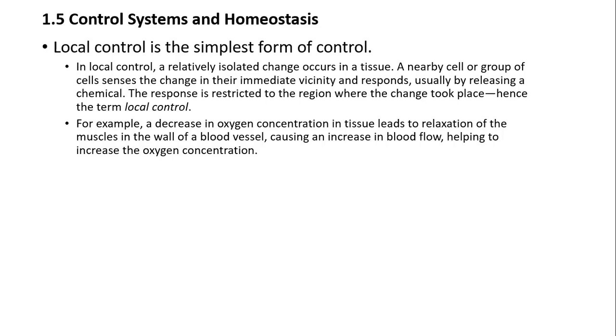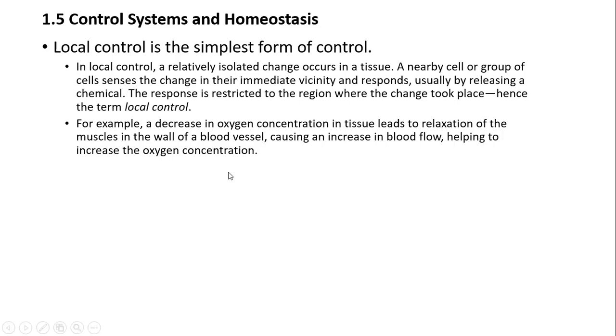Okay, so first of all, let's talk a little bit about forms of control. There's local control. This is the simplest form of control. In local control, a relatively isolated change occurs in tissue. A nearby cell or group of cells senses a change in their immediate vicinity and responds, usually releasing a chemical. This response is restricted to the region where the change took place, hence the term local control.